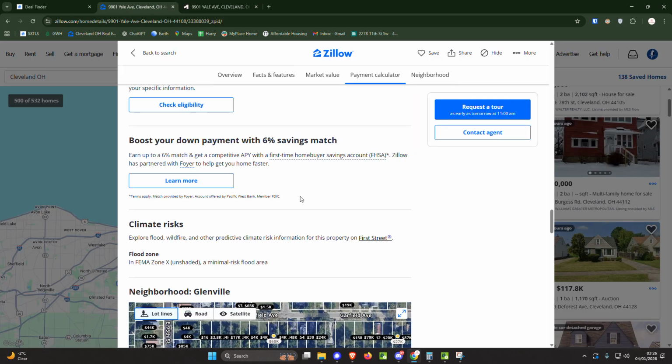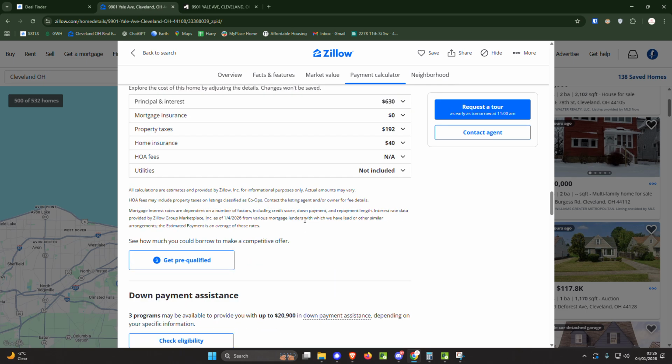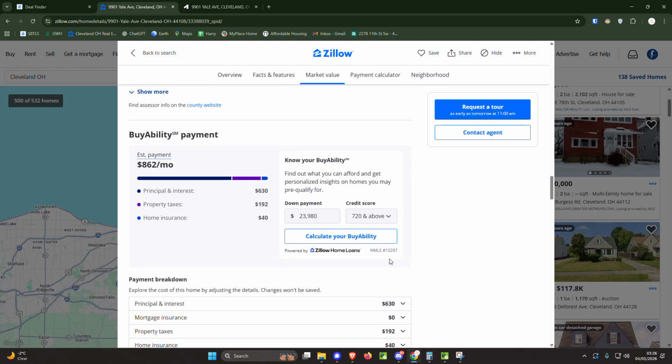You'd want to confirm that you're not in a flood zone because insurance is going to be increased by a lot and you're going to expect repairs. So it's not something you want to do. You can also see the property tax here, the home insurance. These are not 100% accurate. You can go on the county website and confirm the property taxes, but these are just estimates.